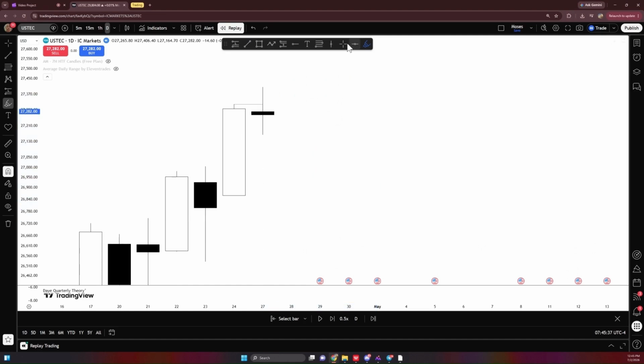So that's exactly what we want to see. We don't want to see price trade above the high of the previous candle. We want to see price trade into the wick of the candle, and then we see price retrace lower.